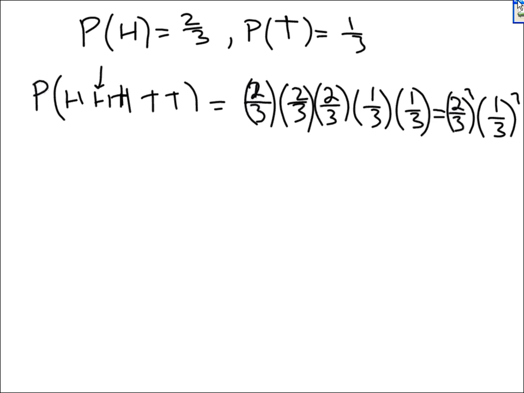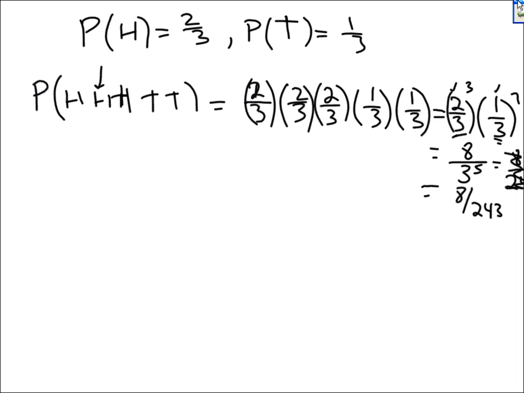That's the exact value for this experiment. If you want to know, 2 cubed is 8, 1 squared is 1, so you have 8 on top. And 3 cubed times 3 squared is 3 to the 5th, which I guess is 243. So you get 8 over 243. This is equal to 8 out of 243.